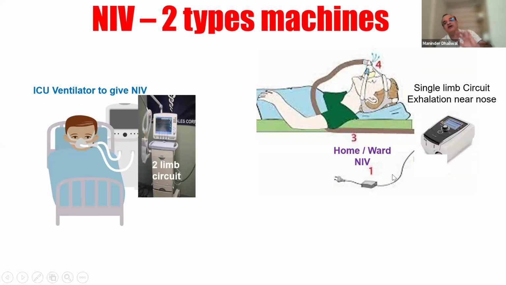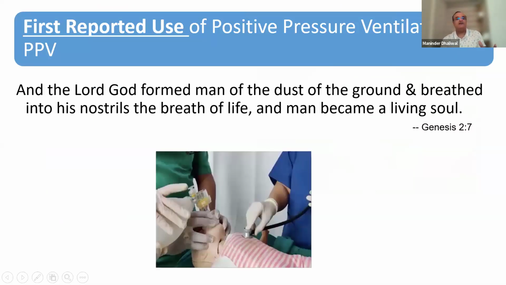And this is just a very simple machine based on a turbine. It gives high pressures to the patient, but there is no expiratory limb over here and the mask over here is vented. So this is just the way that a child needs to have his first breath of life, and if he doesn't have it, then there's no life.